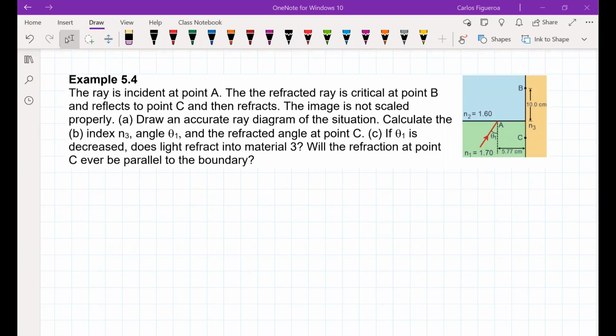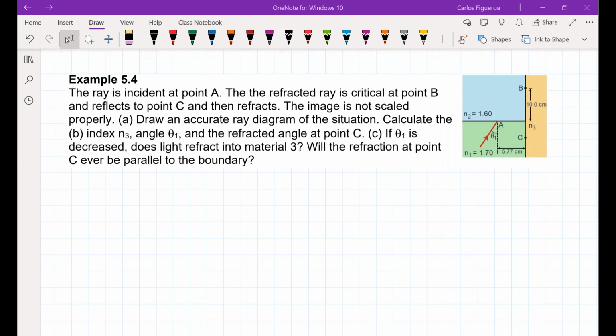Example 5.4. A ray is incident at point A. Then the refracted ray is critical at point B and reflects to point C and then refracts. The image is not scaled properly. A. Draw an accurate ray diagram for the situation.